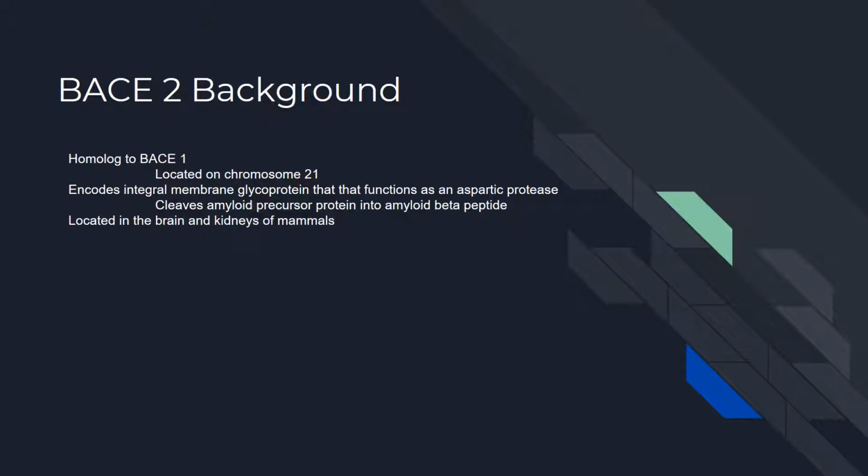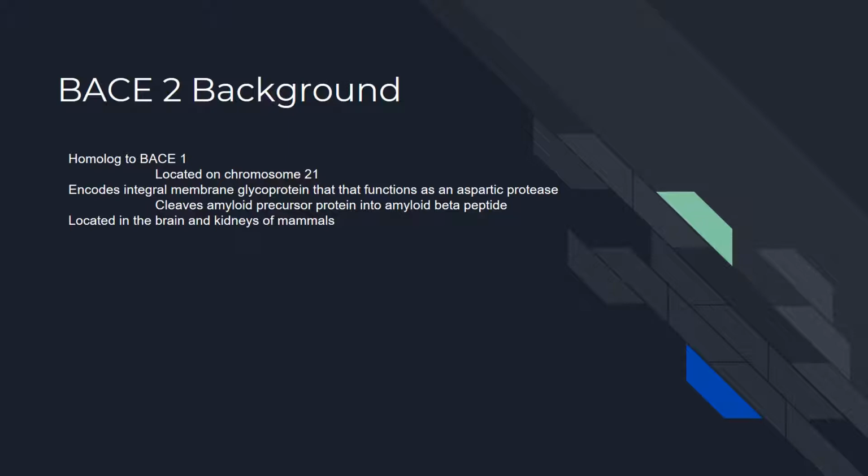For the counter protein, which would be BACE2, there is not much information found because there hasn't been much research done on this enzyme. However, it is known that it is 75% homologous to BACE1, and it functions more as an alternative alpha secretase and as an antagonist to BACE1, as we have already said. It cleaves APP between phenylalanine 19 and 20 to abolish the amyloid beta production, and it encodes an integral membrane glycoprotein that functions as an aspartic protease.